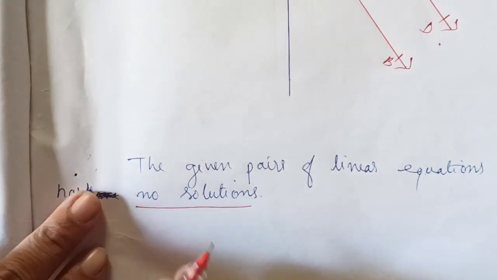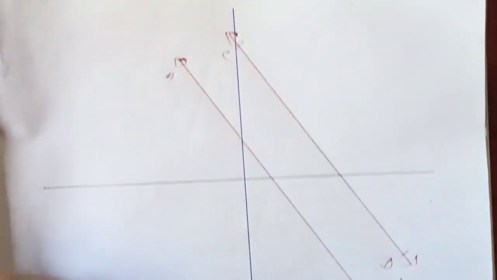So when do we say no solution? We should say no solution only when the two lines are parallel to one another.